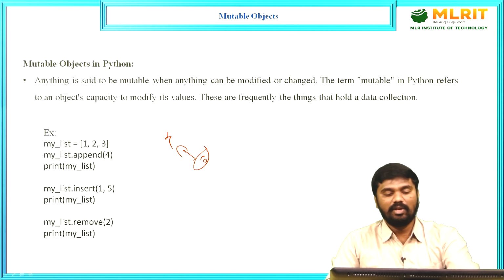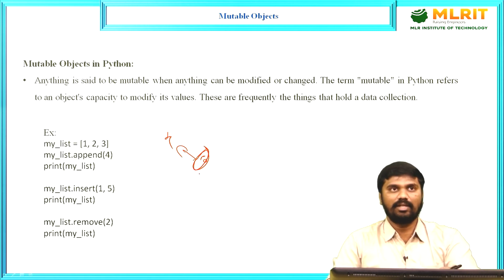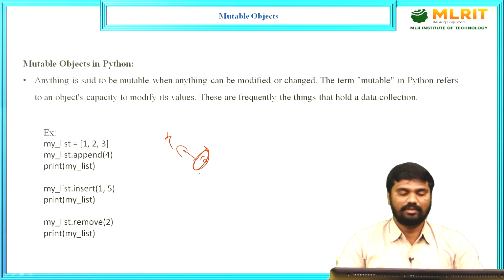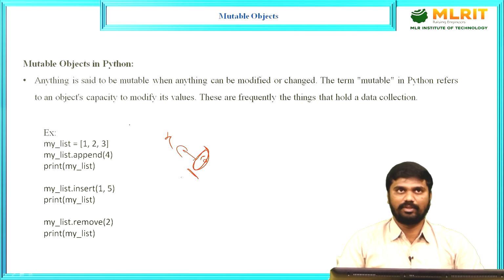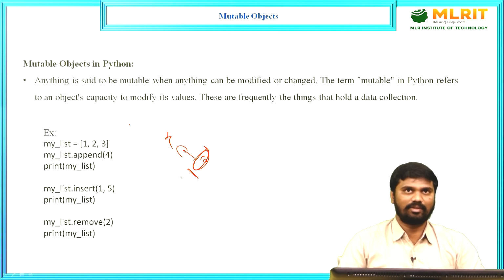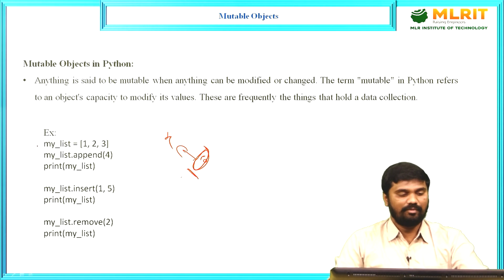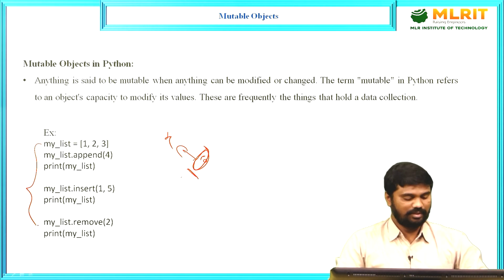If any object allows its values to be changed or modified, then that type of object is called a mutable object. So simply we can say a mutable object means, once you create an object, we can change or modify the values of the object. That is the mutable object. Let us see this example in a practical way.